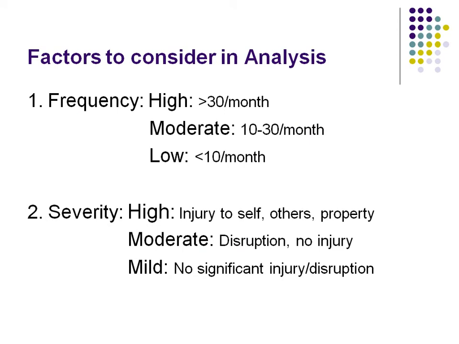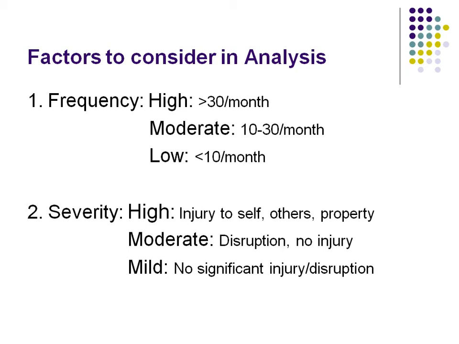Now, a couple of factors to consider in the analysis of disruptive or maladaptive behavior, and that is frequency and severity. And frequency can be defined, and this is an arbitrary definition, as either high, moderate, or low. If there's an episode that occurs once per day, that would be about 30 times per month. That would be considered high frequency.